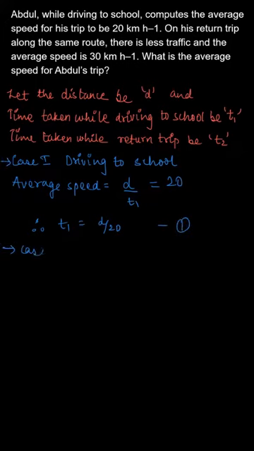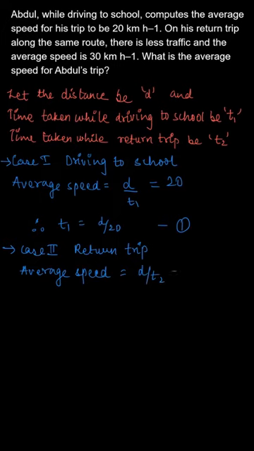In the second case, that is on his return trip, your average speed is given by d, that is, again the distance traveled will be the same as in the first case, and the time taken will be t2, so your average speed can be written as d by t2, that is equal to 30. So your time taken in the second case is d by 30. Let that be equation number 2.